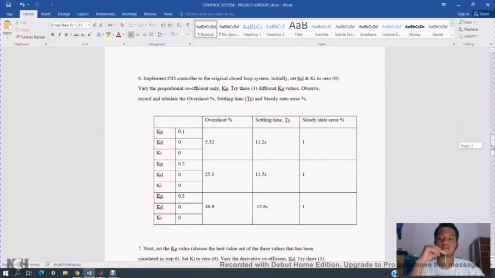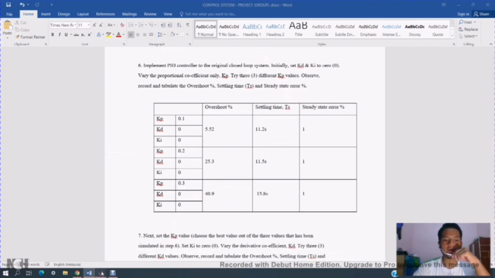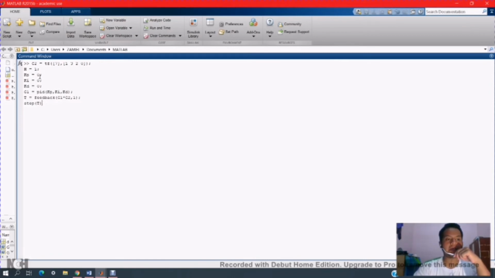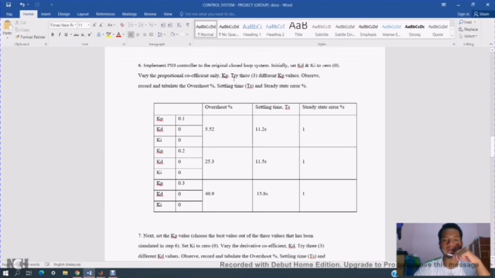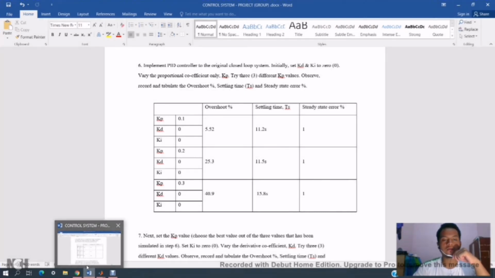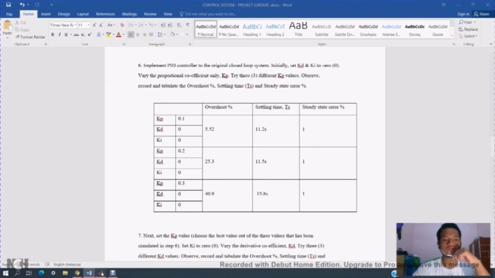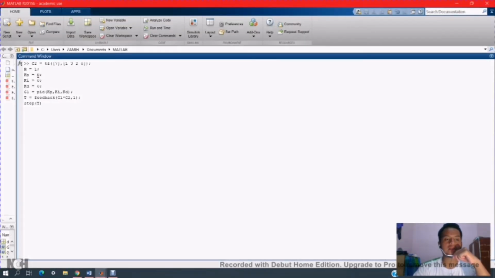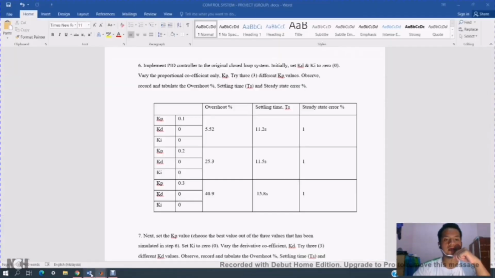For numbers 6, 7, and 8, I have used this command in MATLAB and I replace the values. For example, number 6 says that we must try 3 different KP values. The first one is KP equal to 0.1, the second is KP equal to 0.2, and the third is KP equal to 0.3. By using this command, I replace the value of KP, and I get this result for number 6.